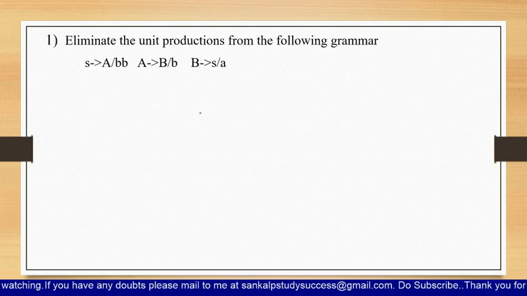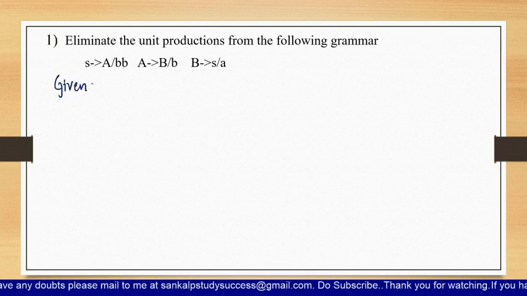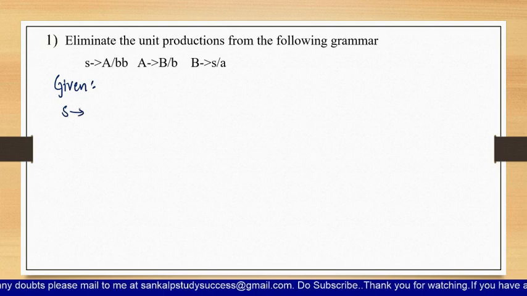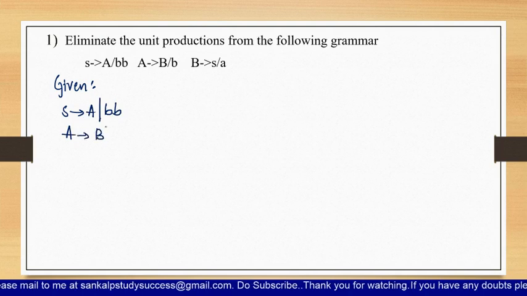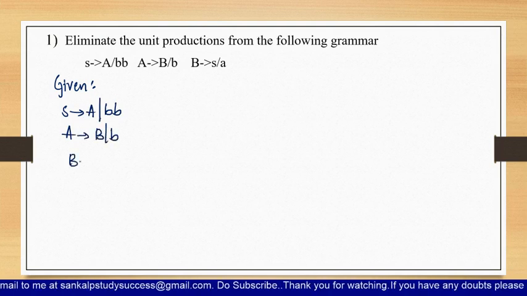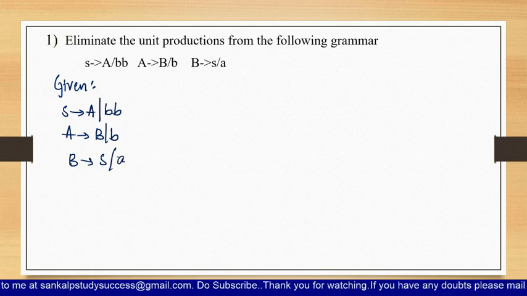Here the first question is, eliminate the unit productions from the following grammar. Let us write the given data, which is most important and is the first step in order to solve a problem, where S tends to capital A, small bb, capital A tends to B or B, and B tends to S or A.